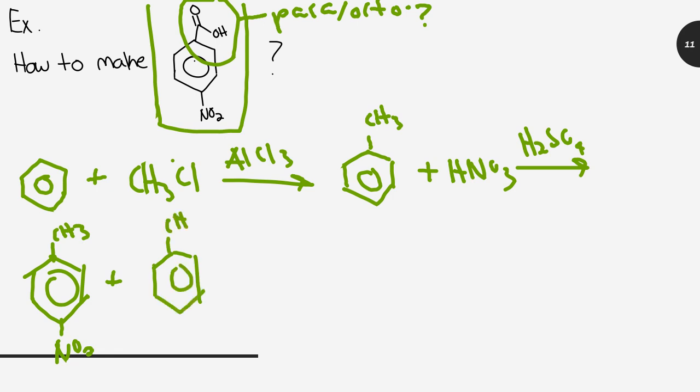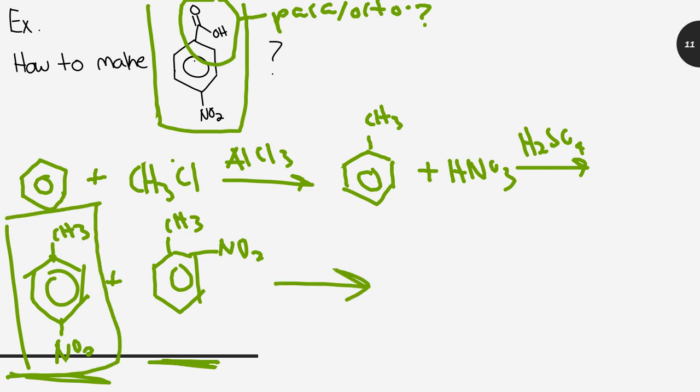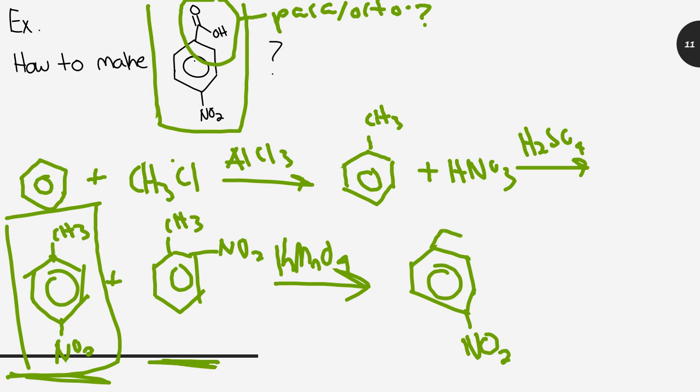Okay, so when I do nitration, I'll form both of these products. This is the only one we're concerned about, so that's what we'll continue with. But now I can oxidize that alkyl group to benzoic acid, right? And I do that with potassium permanganate. And I end up with the product that I wanted. Does that make sense?